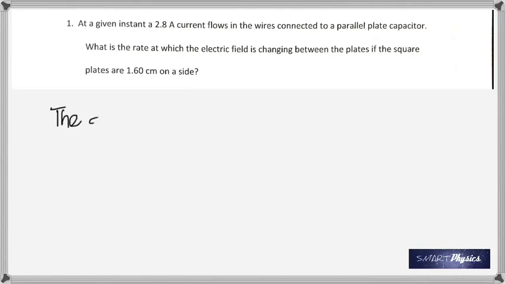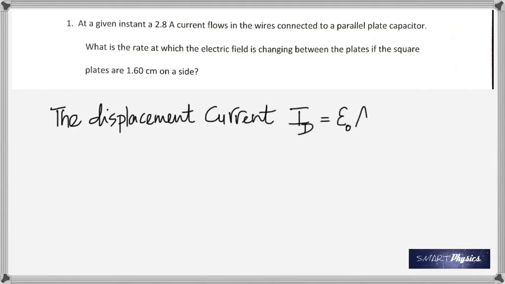This is a quick recording of some of the problems in electromagnetic waves. The first one talks about a 2.8 ampere current flowing in the wires connected to a parallel plate capacitor. What's the rate at which the electric field is changing between the plates if the square plates are 1.60 centimeter on a side?